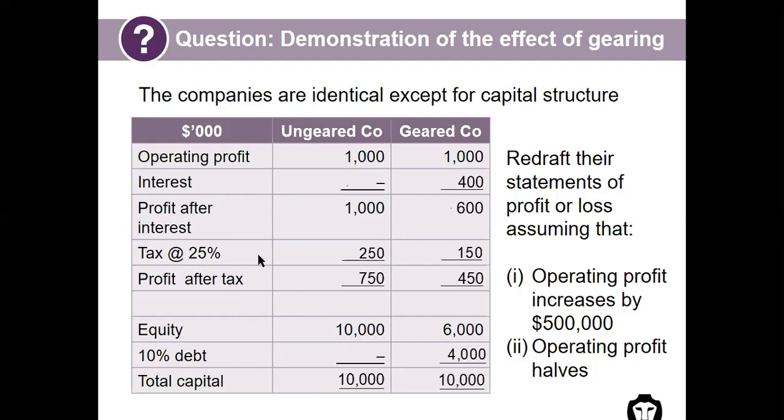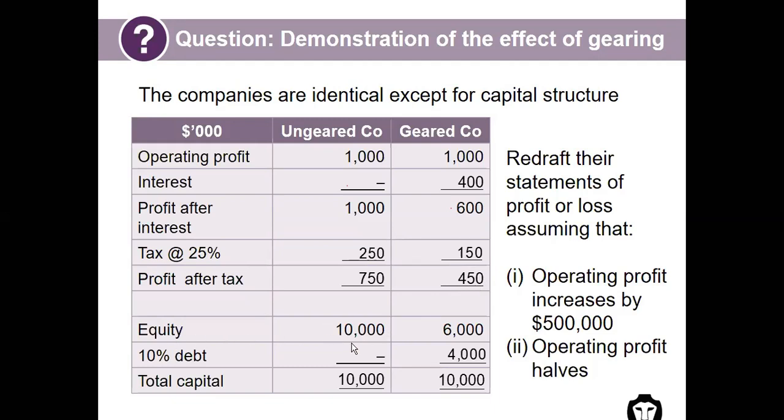You see that tax is less here. Tax is less here because profit is less, because interest is a tax admissible expense. You write down the expense, profits become less, and your tax also becomes less. So profit after tax is 1,000 minus 250, 750, and here you've got 450.